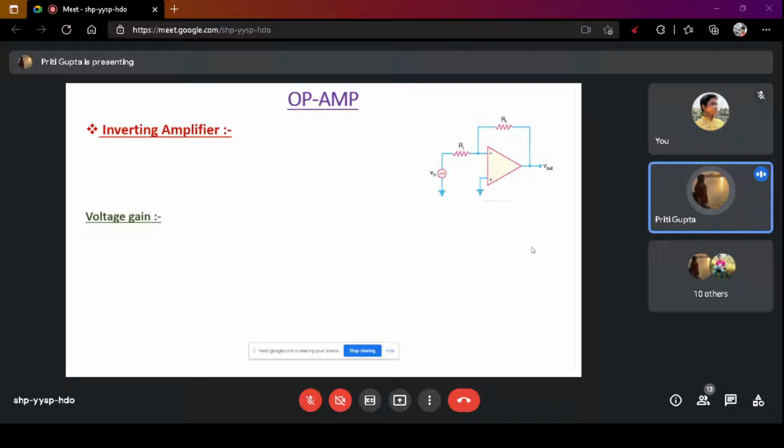At first, let me just explain the circuit. This one is the inverting amplifier. In an inverting amplifier, we give the input in the negative terminal because we all know that the negative terminal is the inverting input. Whatever signal we give in the input terminal, we will get a signal in the output terminal which is amplified as well as 180-degree out of phase with the input.